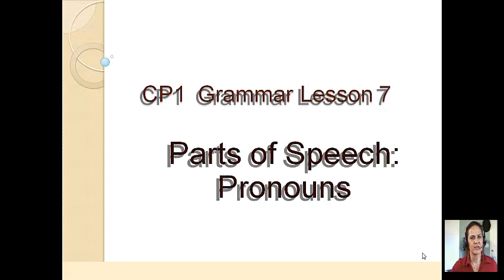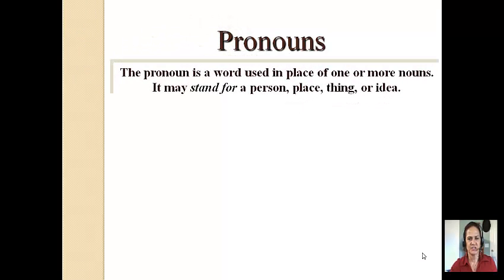This week we are looking at the part of speech pronouns. As you remember, a pronoun is a word used in place of one or more nouns. It may stand for a person, a place, a thing, or an idea. There are several different kinds of pronouns that we are going to review this week.